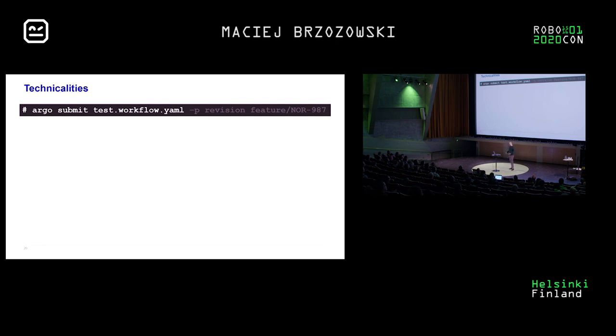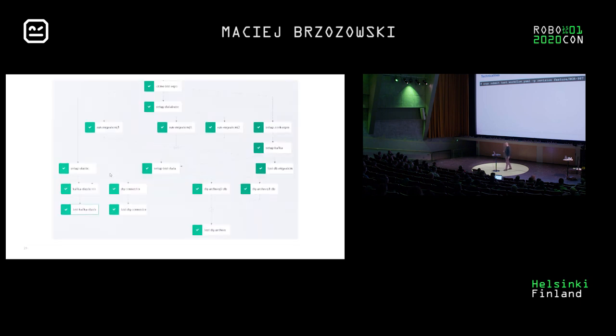And also we can submit this. Using the Argo CLI tool, we can just run it, or we can also run a normal kubectl tool. But the advantage of the Argo CLI tool is that we can pass workflow parameters. So for example, I can change the revision of the Git. Okay, and then the graph is built by the Argo controller. We can check the graph in the Argo UI, and when everything is green, then we are happy.